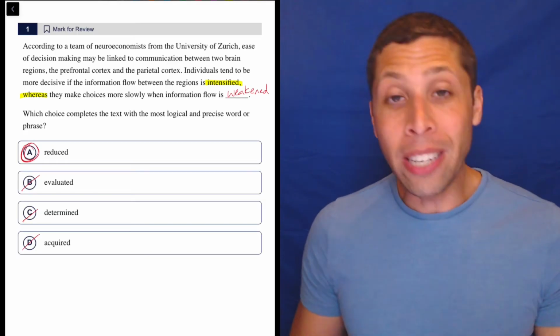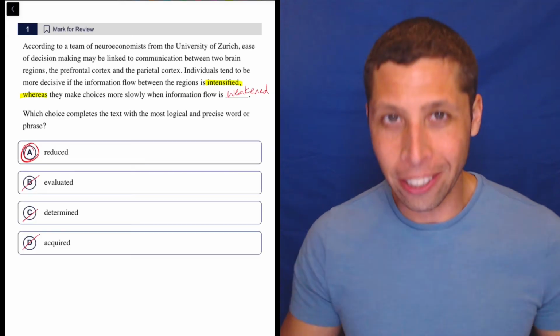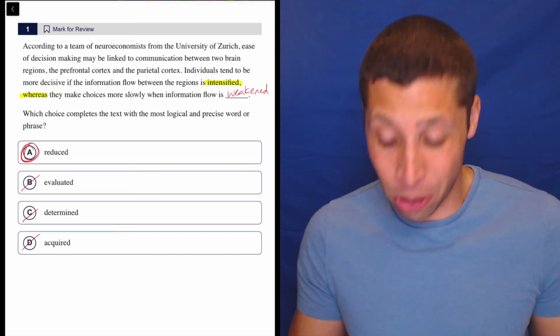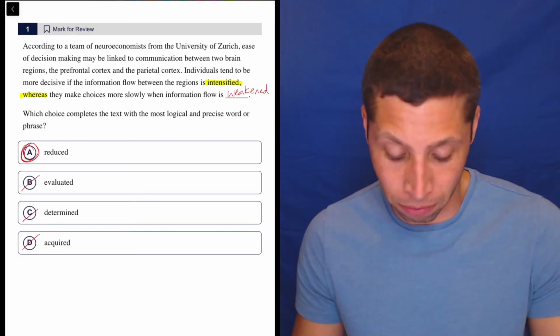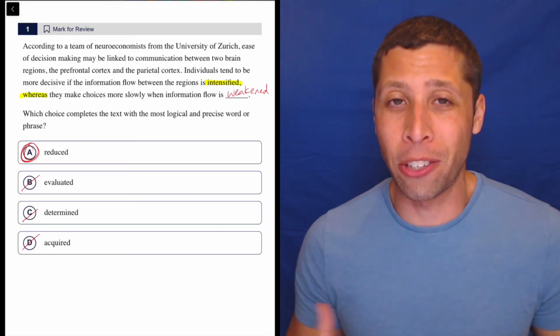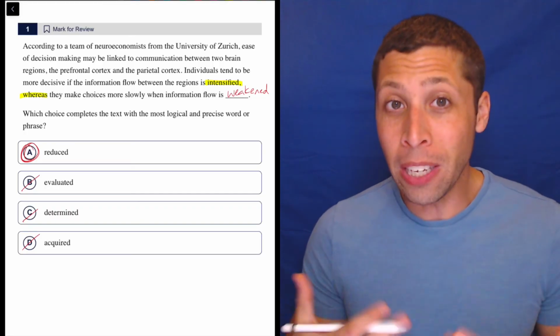So the reason that these other choices might be tempting to you is if you're not noticing that there's a clear contrast in this passage. They all are words, I guess, that we could use when we're talking about information flow, right? I guess we can evaluate information, we can acquire information. Those things are logical, but we're not just filling in the blank with the word that feels the best.